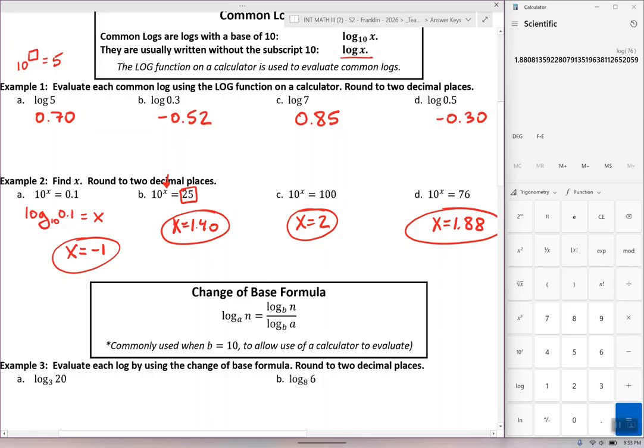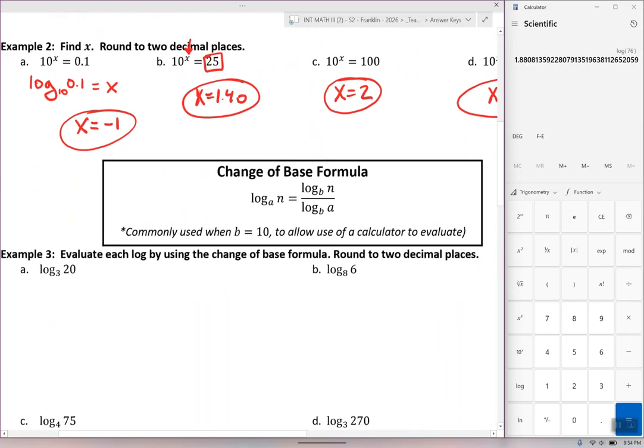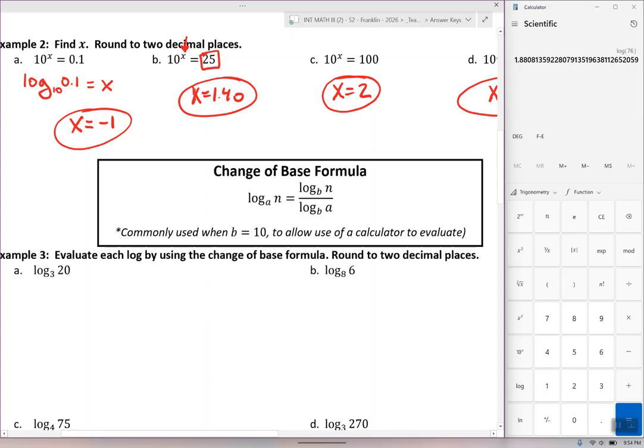Now, if we have other logs, this is what common logs are really great for. If we have logs of a different base, what we can do is change the base, and we can change it to base 10. So here, if we have some log base a of n, I can rewrite that as log base b of n over log base b of a. And the b can be 10. This is commonly used when b equals 10 to allow us to use a calculator to evaluate.